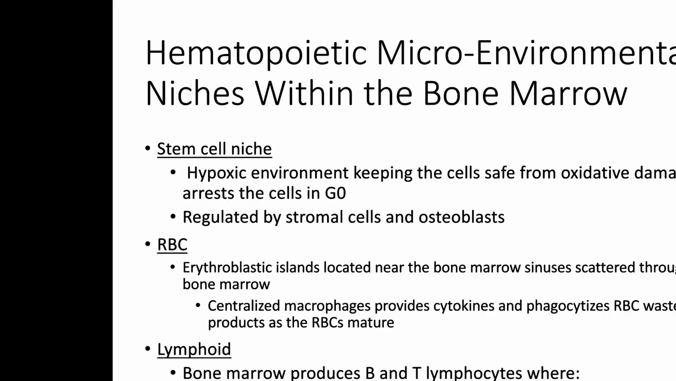Lymphoid is the niche where the B and T lymphocytes are. Immature lymphocytes are closer to the endosteum. More mature lymphocytes are closer to the sinus and dendritic cells. And last but not least, megakaryocytes get to have their own little pocket near the endothelial cells.